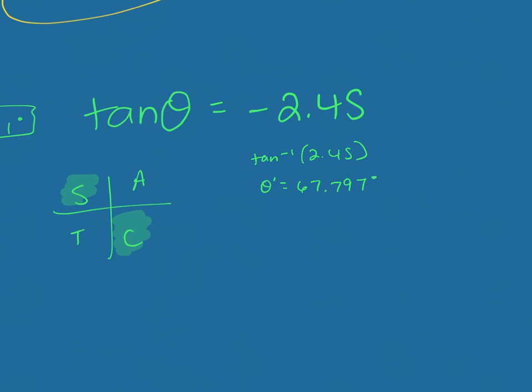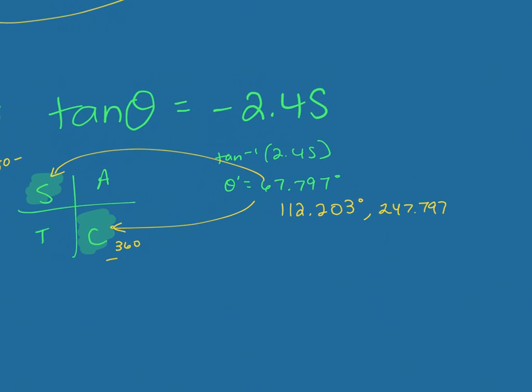So now I take it, in the second quadrant I would do 180 minus it, and in the fourth quadrant I would do 360 minus it. So 180 minus 67.797, that's 112.203. And 360 minus 112.203, 247.797. Why is the angle not negative? Because your range is 0 to 360. So it will never be negative.